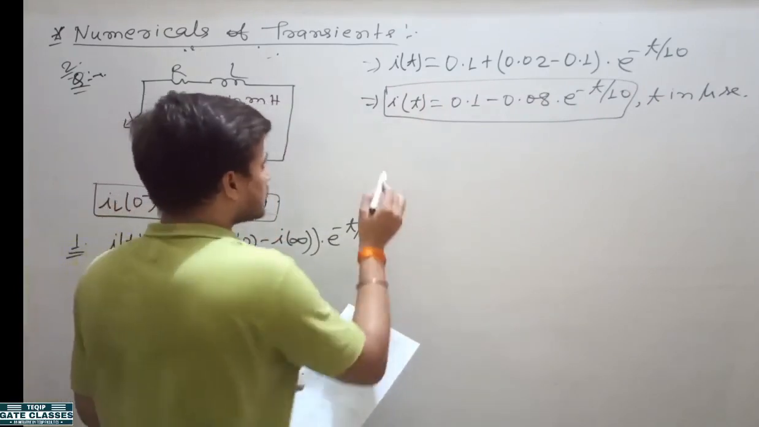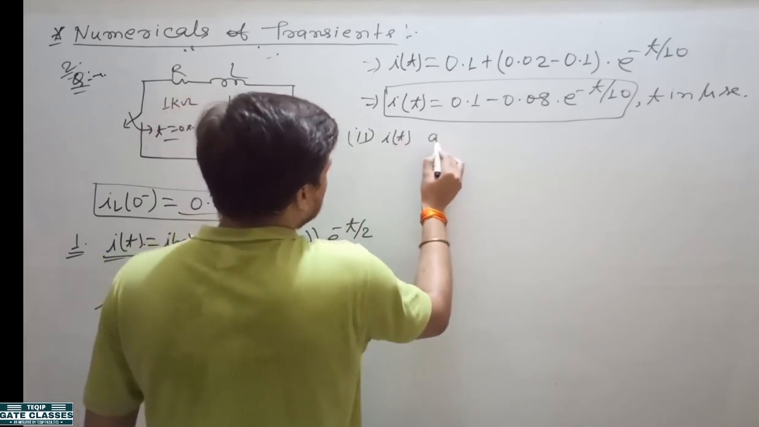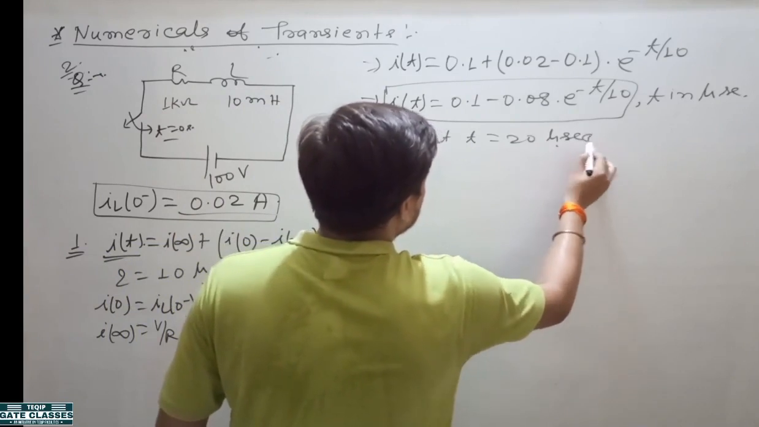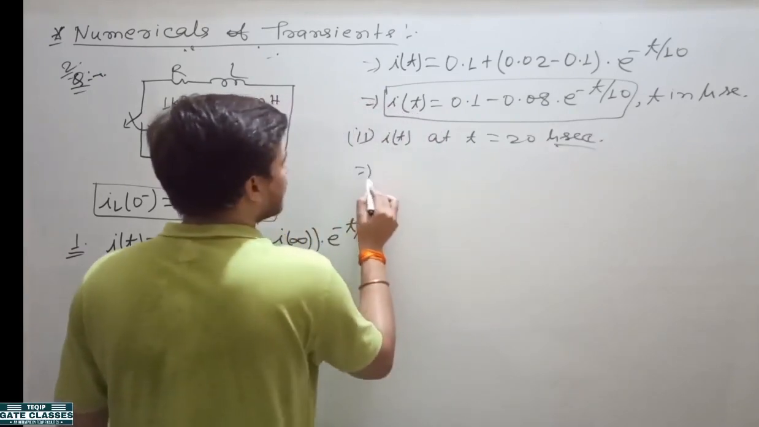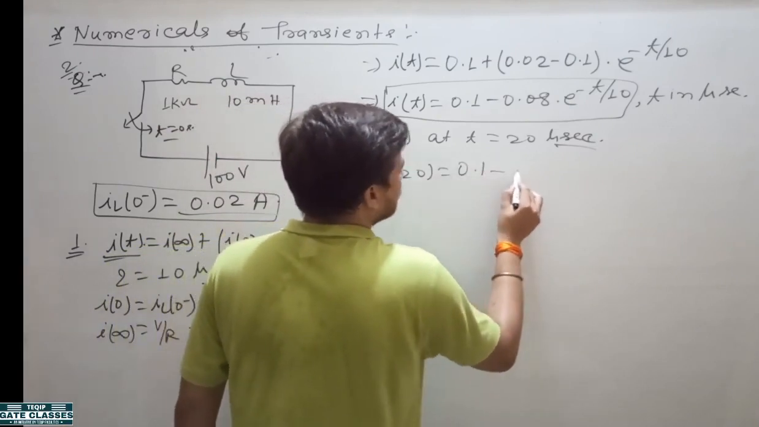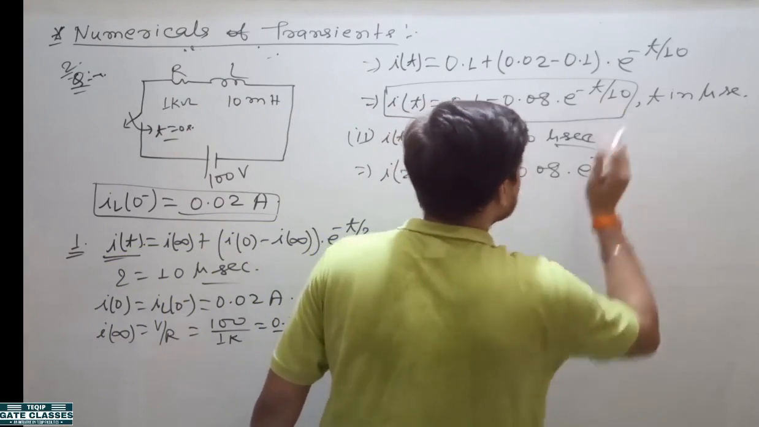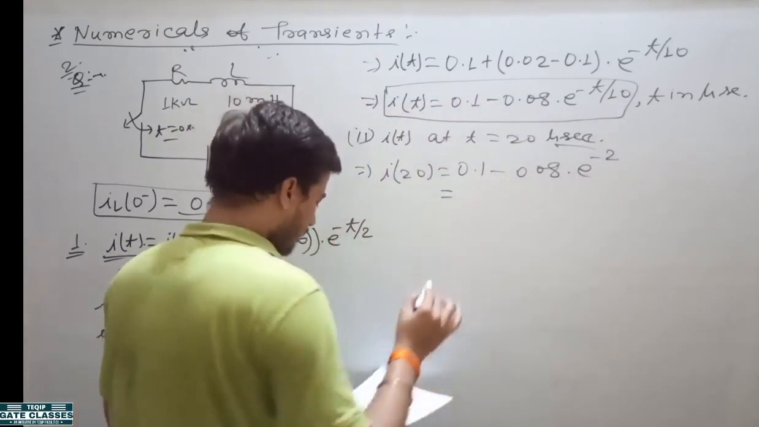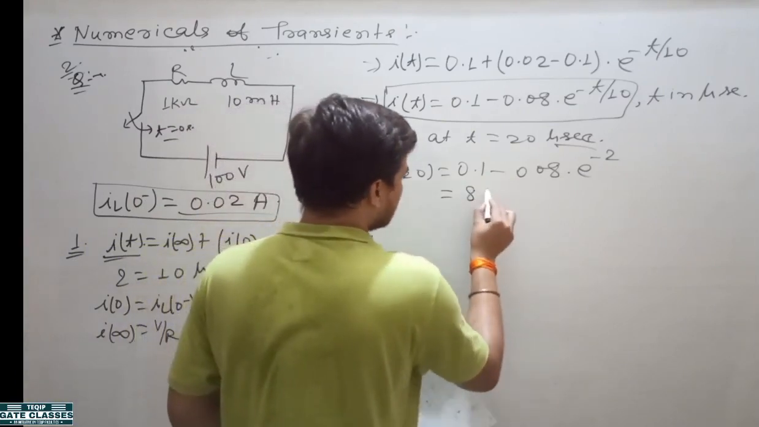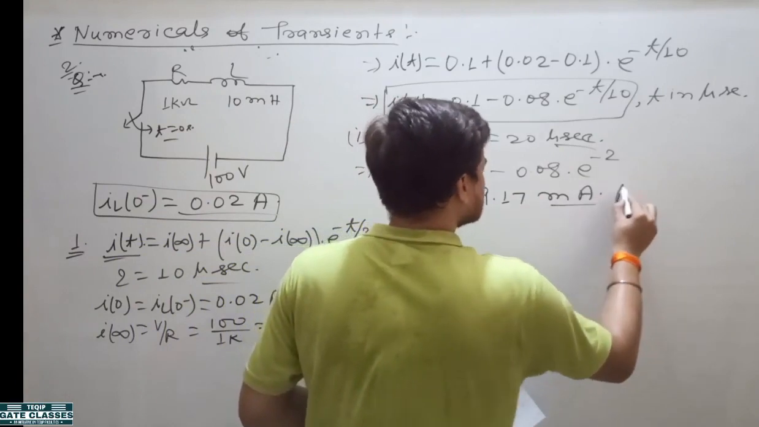Next, the second question is you have to find I(t) at t equal to 20 microsecond. That means I(20), here it will be 0.1 minus 0.08 into e to the power minus 2, that means 20 by 10. From here the value of I(t) coming is 89.17 milliampere. 89.17 milliampere is the answer.